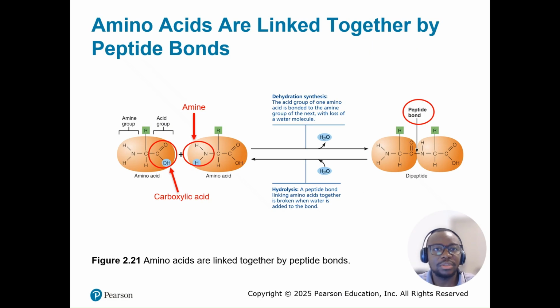This figure illustrates formation of a dipeptide. In dehydration synthesis, the acid group of one amino acid is bonded to the amine group of the next amino acid with loss of one water molecule. This forms a dipeptide, which consists of two amino acids held together by a peptide bond. The dipeptide can be broken down into two of the component amino acids by hydrolysis. In hydrolysis, the peptide bond that links amino acids together is broken down when a water molecule is added to the bond. The dipeptide breaks apart into two amino acids.